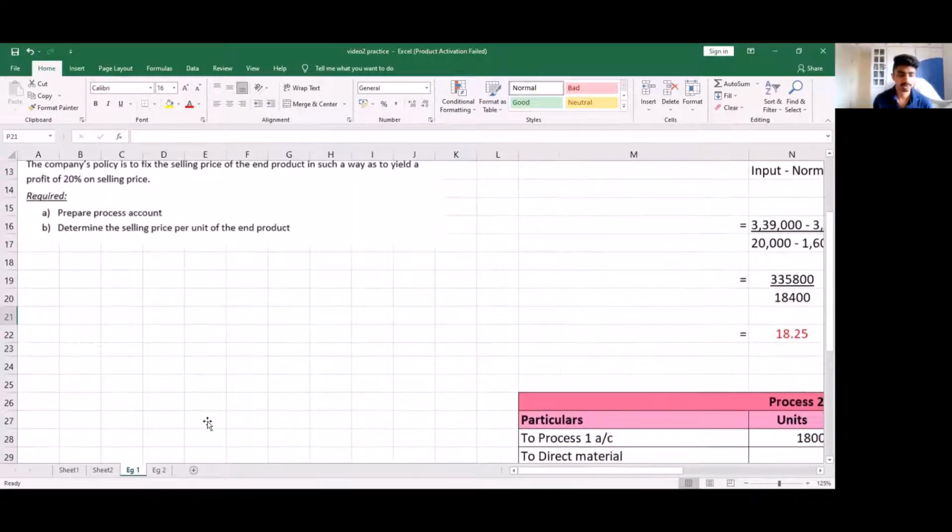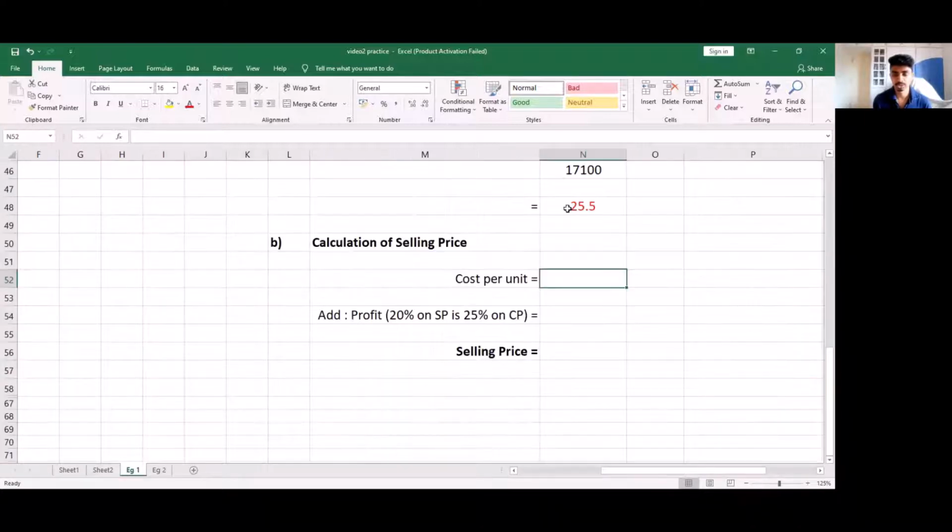So let's see how we can do this. Part B is calculation of selling price. So the cost per unit is 25.5. This is nothing but the cost of your last process, so this will be the cost price of your product. Now you add profit. The profit in the question is given as 20% on selling price. Now 20% on selling price is nothing but 25% on cost.